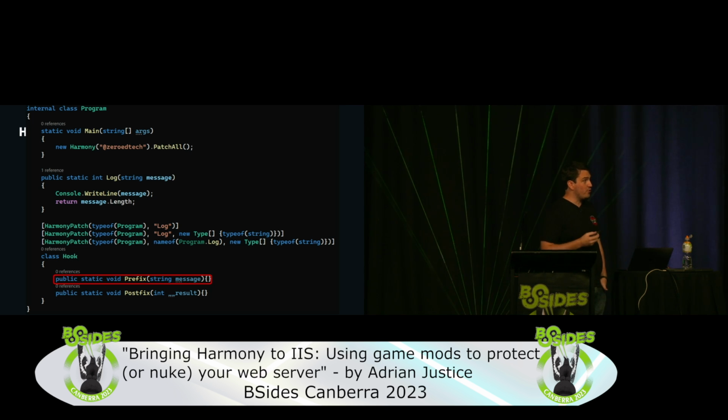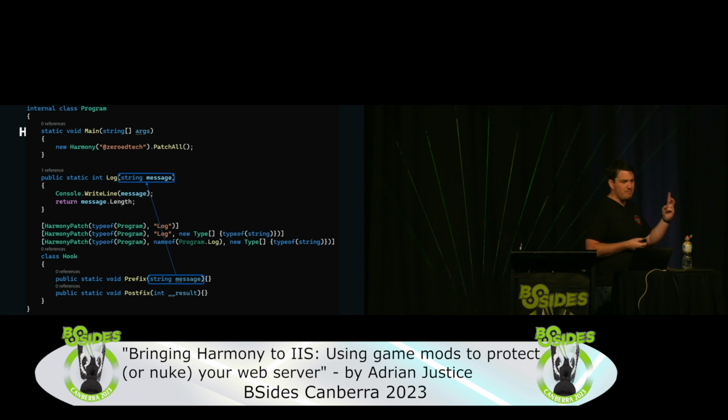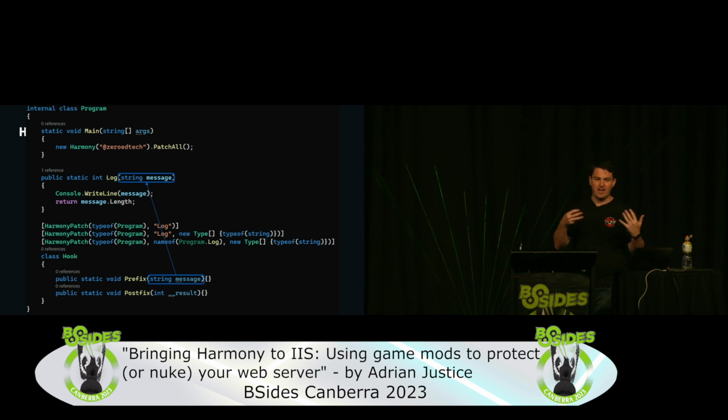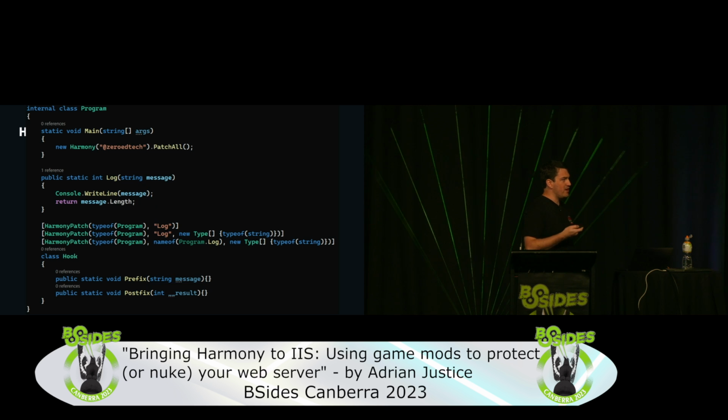The parameters for this function need to match the target function. So you'll see we've got a string called message in both of them. The type and the name have to match. So if you make the prefix function have a string called MSG, it's not going to compile properly. Next up, we have a postfix function.